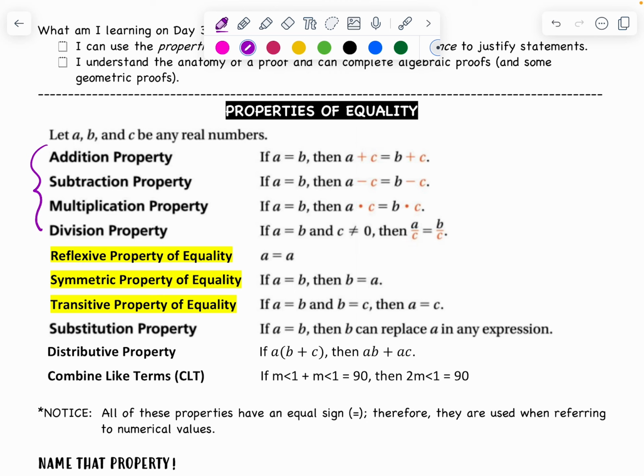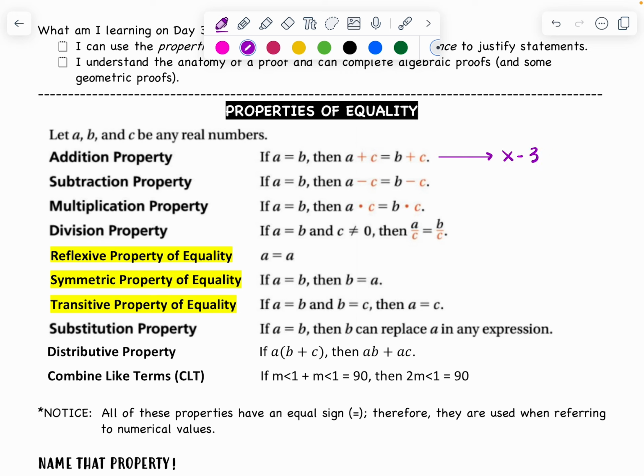Okay. So we're just going to start rolling through these properties of equality really quick. So you'll notice these first four: addition, subtraction, multiplication, and division property. These are the ones we use every single day when we're solving algebra equations. You just might not have realized what you were calling this. So the addition property, just like the other next three, basically says if I add a number to both sides of an equation, it's still equal. So this is what we do every time we solve an equation where we add.